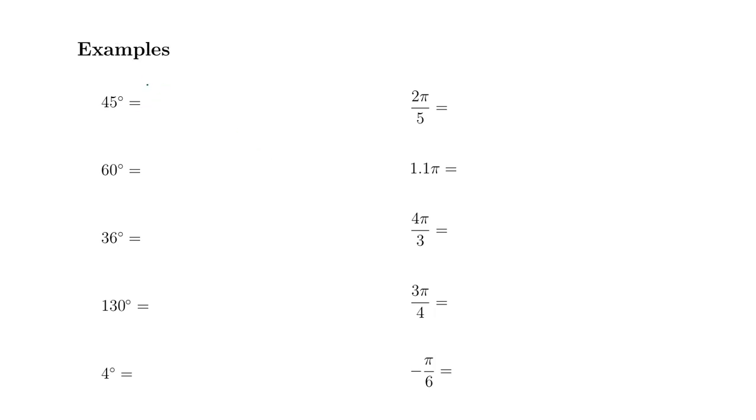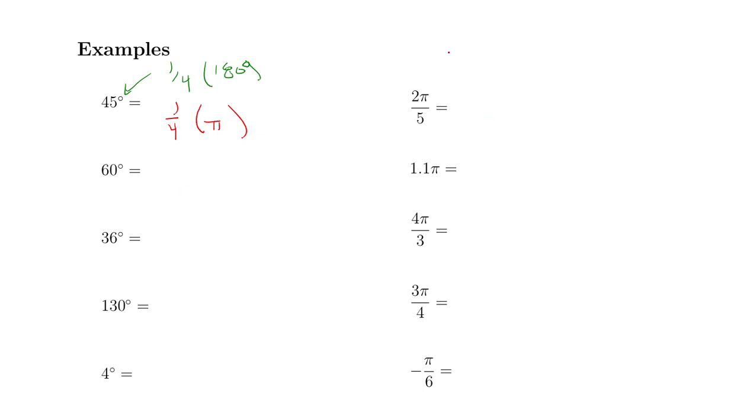45 degrees. What I always would think is that 45 degrees is a quarter of 180 degrees. Let me put my little degree symbol there. And so that means that this is, in radians, a quarter of pi.